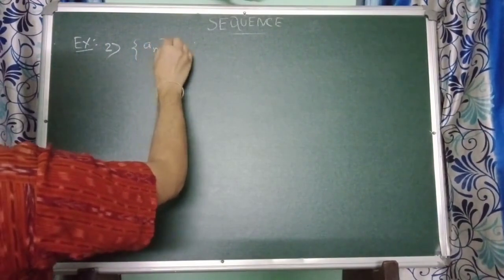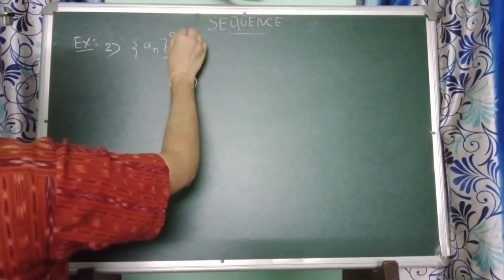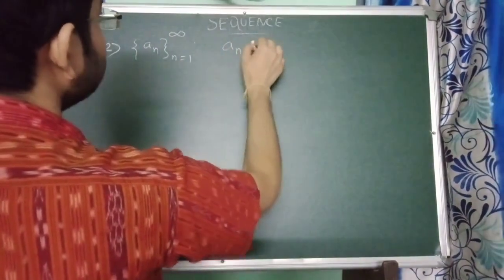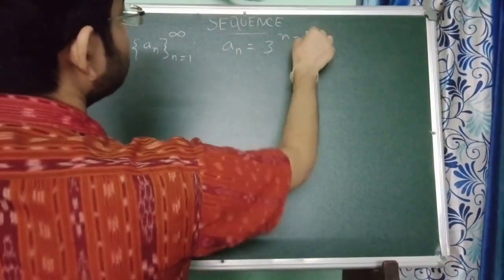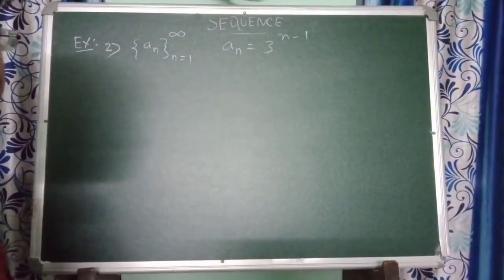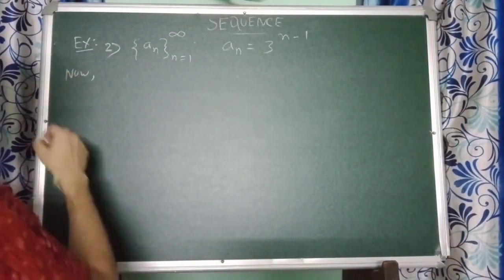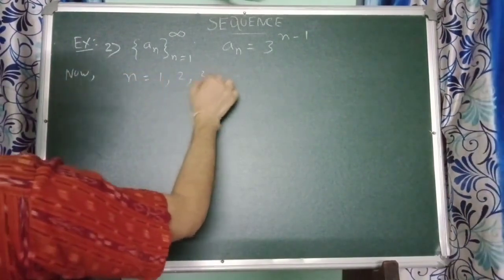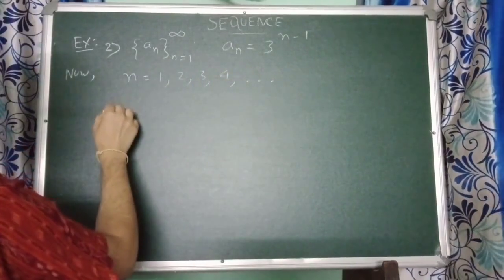The sequence {a_n}, n equals 1 to infinity, is defined by a_n equals 3 to the power n minus 1. This is the sequence. Now put n equals 1, 2, 3, 4 and so on, then we get each term.